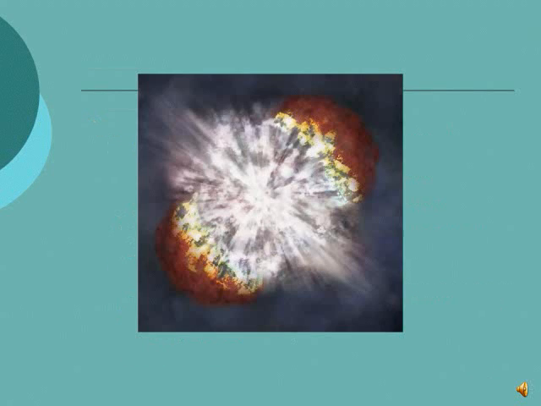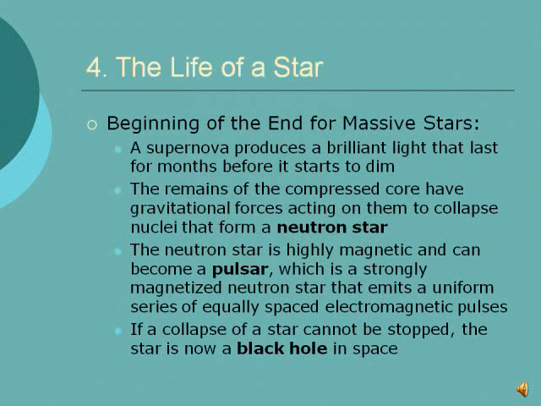This is a picture of what we believe a supernova would look like at close range. Basically, it explodes. A supernova produces a brilliant light that lasts for months before it starts to dim. The remains of the compressed core have gravitational forces acting on them to collapse the nuclei that form a neutron star. Now, this neutron star is highly magnetic and becomes a pulsar, which is a strongly magnetized neutron star that emits a uniform series of equally spaced electromagnetic pulses.